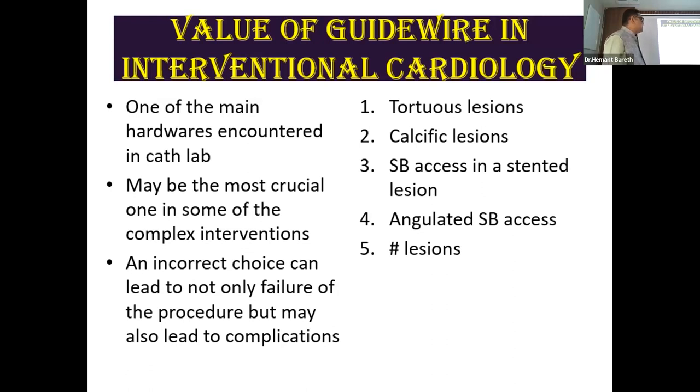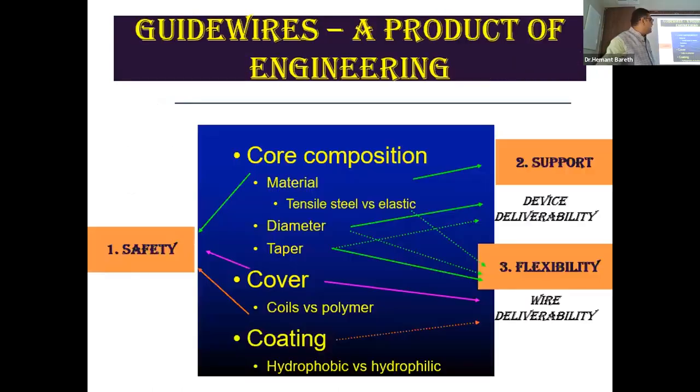Especially this choice of guide wire is important in tortuous lesions, calcific lesions, where you require a side branch access, especially in those areas which have already been stented, wherever there is an angulated side branch access, and in some occlusive lesions, the choice of guide wire can make an important difference between success and failure. So basically, one has to understand that guide wire is really a product of some marvelous engineering.